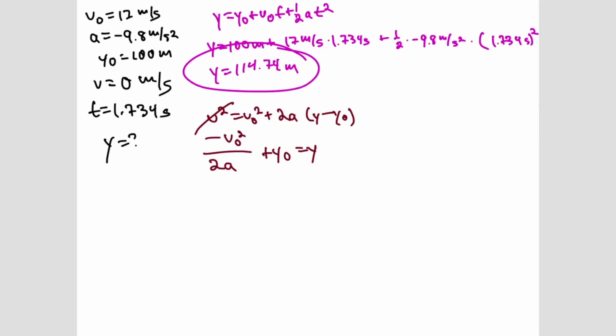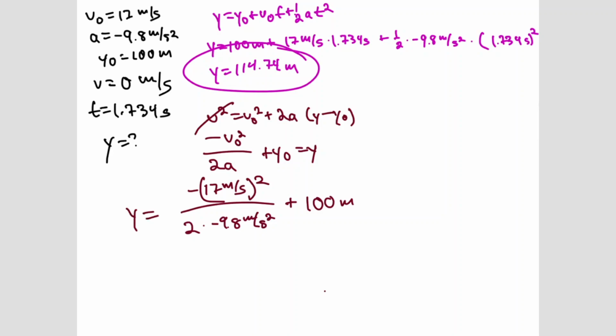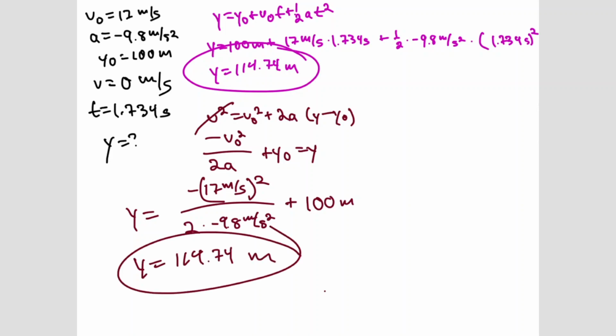Anyway, plugging in numbers, negative 17 meters per second, parentheses, squared, divided by 2 times negative 9.8 meters per second squared. And then I add 100 meters. y equals, of course, negative 17 squared divided by negative 19.6 plus 100. This gives y is equal to 114.74 meters, which is the same thing. That's what we want. So, yippee for us.